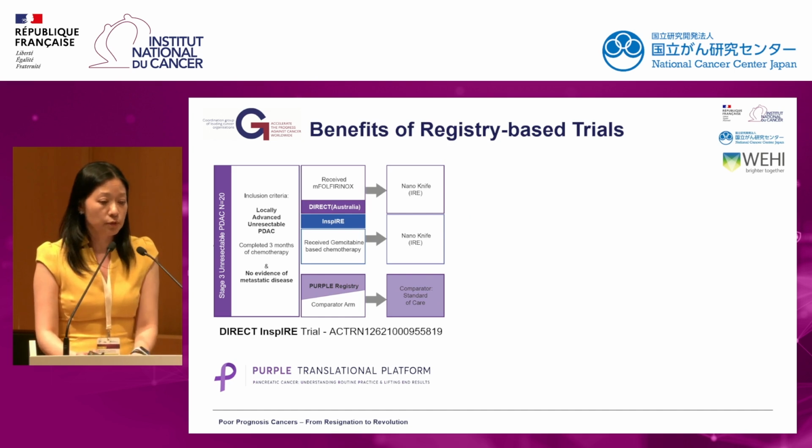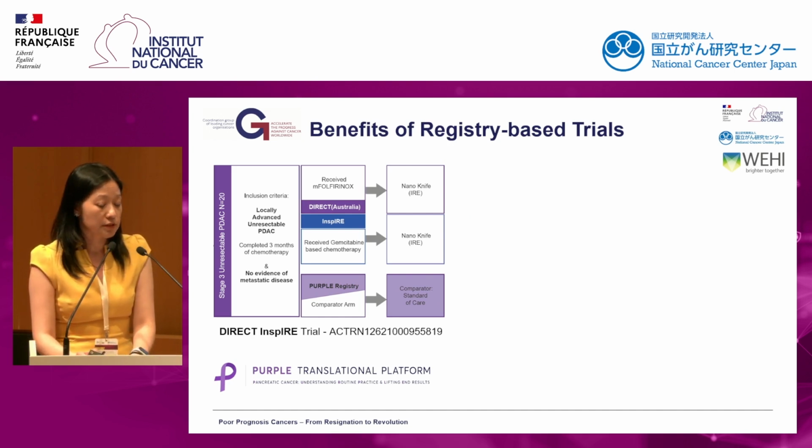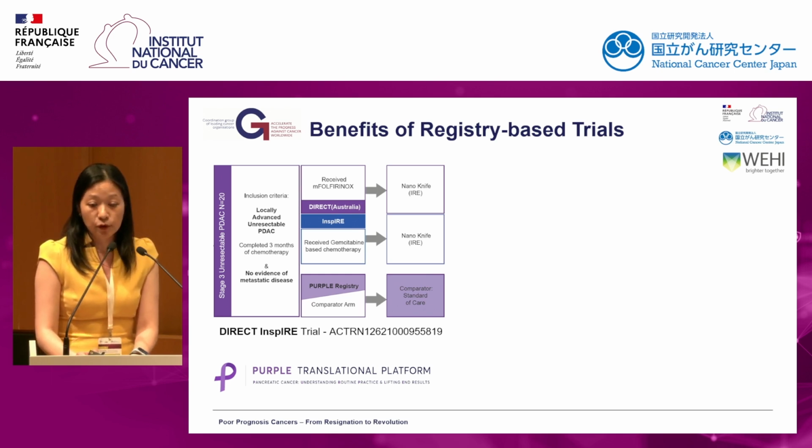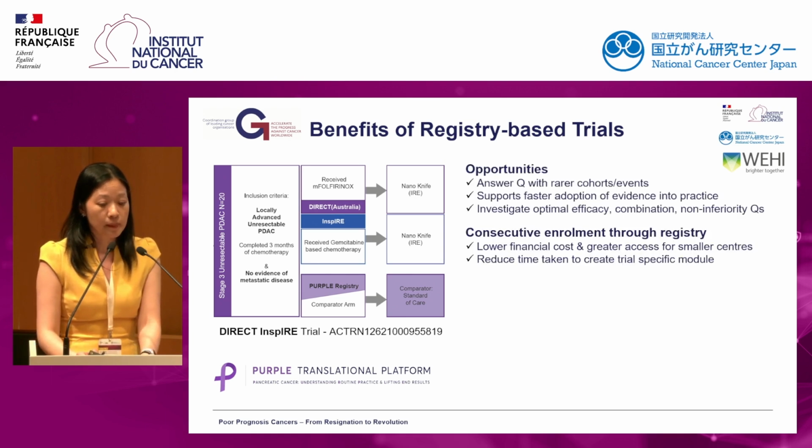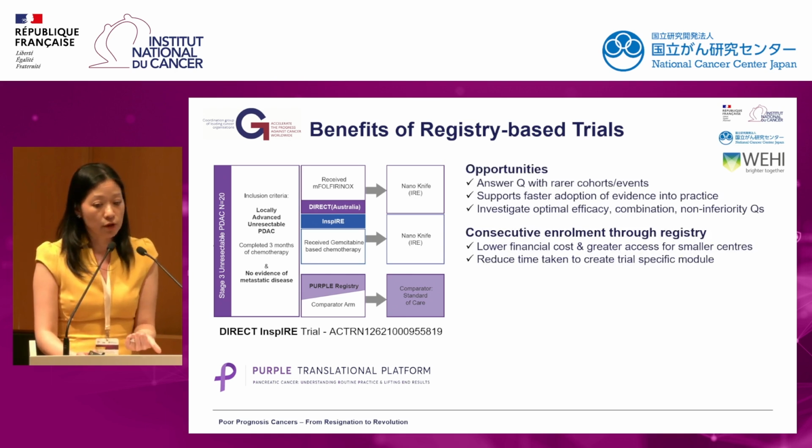So this is an example of one of our registry-based trials. It's called Direct Inspire. It's quite a niche study. It's for locally advanced unresectable pancreatic cancer patients who've had chemotherapy, have not been able to go forward to their surgery, but instead we can offer them nanoknife or irreversible electroporation. So it is quite a niche because the centers must have the nanoknife technology to be able to run the study. But the idea is that with these registry-based trials, we can answer questions for rarer cohorts or where the events are less common. It's also faster to adopt the evidence in practice.